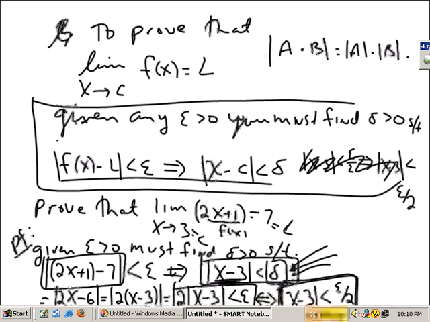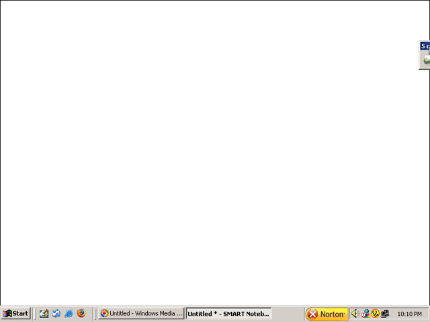So what you do is, remember we had to find delta, you choose delta to be half of epsilon. And that's the answer. I found my delta. Yes, delta is a function of epsilon. Let's try some more.